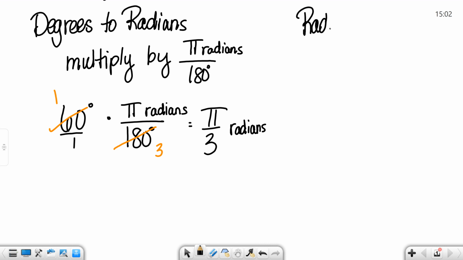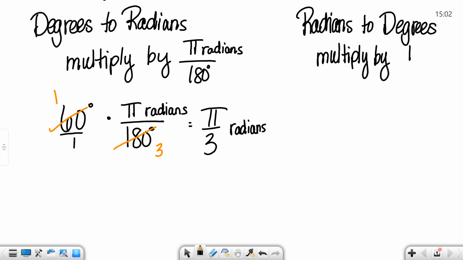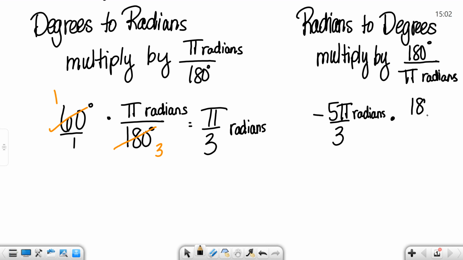Okay, just like that. So if I'm going to go the other direction, and I want to go from radians to degrees, well, we're just going to flip that over. We're still going to multiply, but this time we're going to multiply by 180 degrees over pi radians. So if I have something like negative 5 pi over 3, because angles can be negative, we just talked about that. This is definitely in radians. Anytime we see that pi, that means radians. So we're going to multiply by 180 degrees over pi radians.